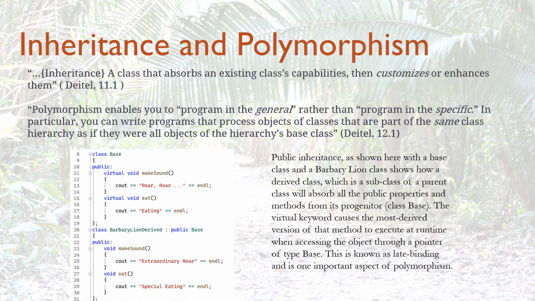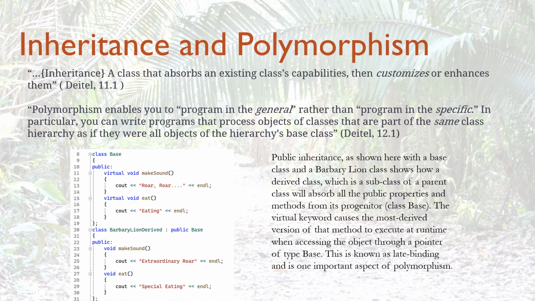Inheritance. The class Barbary Lion derived is derived from the base class base using the public keyword. This establishes an inheritance relationship, implying that Barbary Lion derived inherits properties and behavior of the base class. Both classes share common functions, make sound and eat, which are inherited by the Barbary Lion derived. The inheritance mechanism promotes code reuse and establishes a hierarchy relationship between classes.